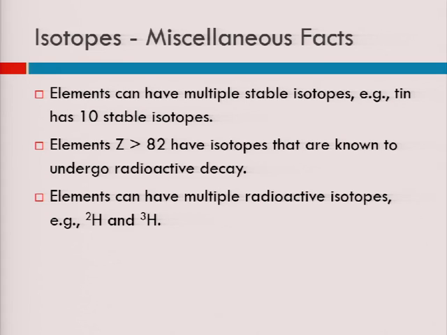Many elements can have multiple stable isotopes. Some have as many as 10 stable isotopes. Elements with Z greater than 82 have isotopes that are known to undergo radioactive decay. And as an example of an element with multiple isotopes, deuteron and tritium.